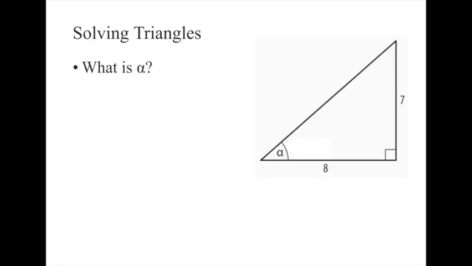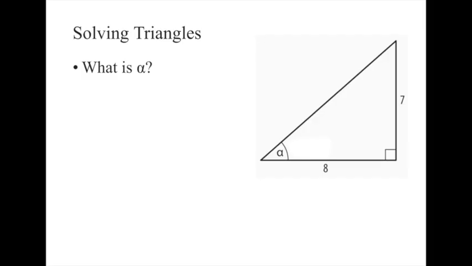So now they're asking us to solve for this angle. And the last time we solved for an angle, we just did it by subtracting from 90. But you'll notice I don't have either of the two acute angles here. If I had had one of them, I would have just subtracted. I don't have either, so I'm going to look at the two sides that I have.